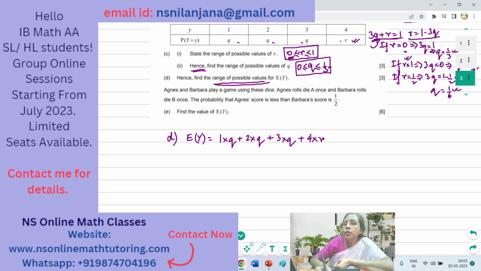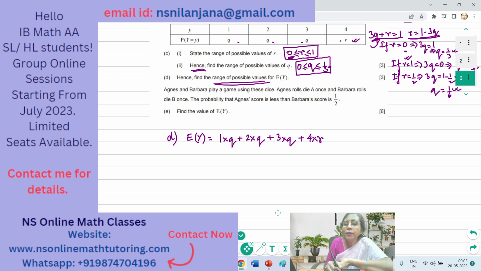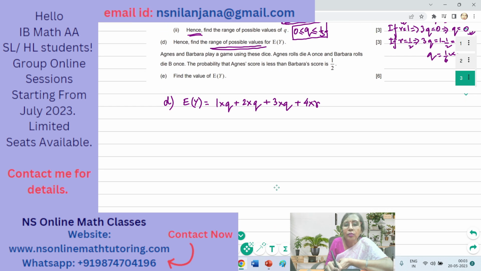So that I reduce the number of variables. R equal to 1 minus 3Q. So in place of R, I can write 1 minus 3Q. But you cannot erase, you have to keep it. So let me keep it and let me write it in the next step. In place of R, I'll be writing 1 minus 3Q.